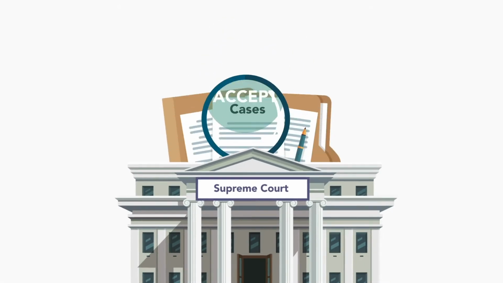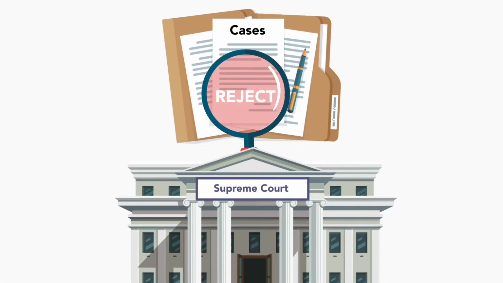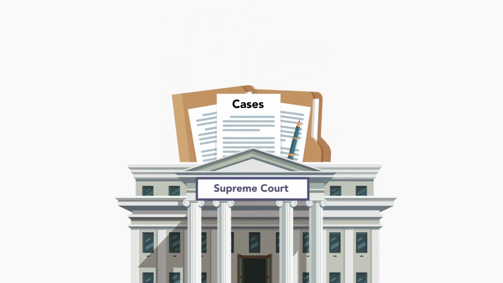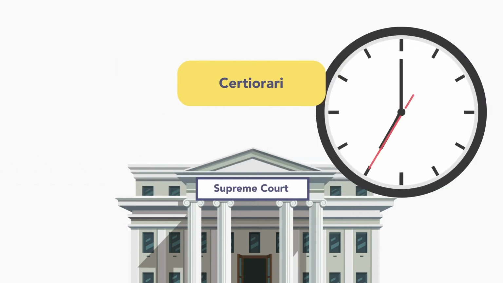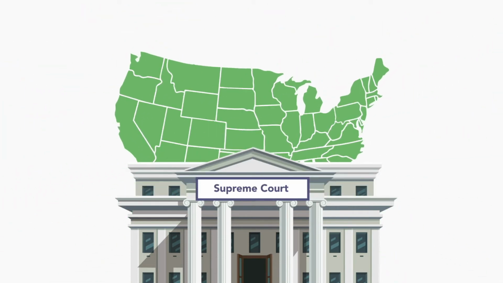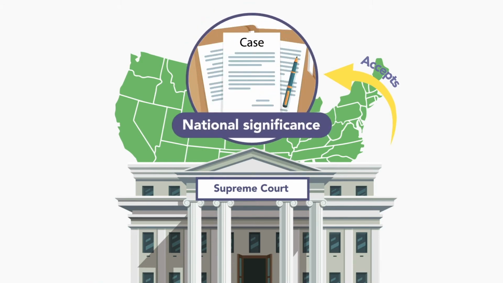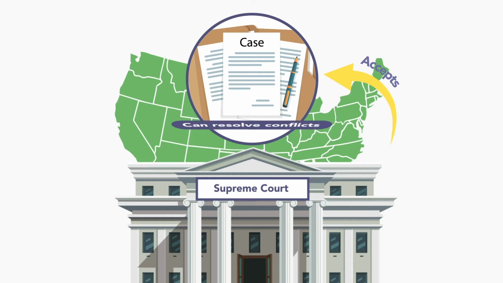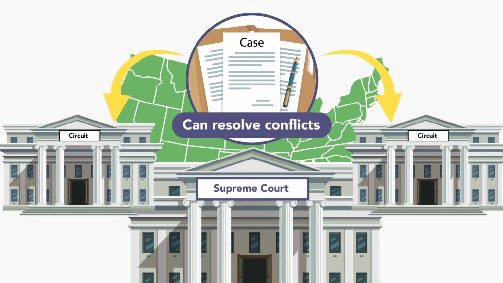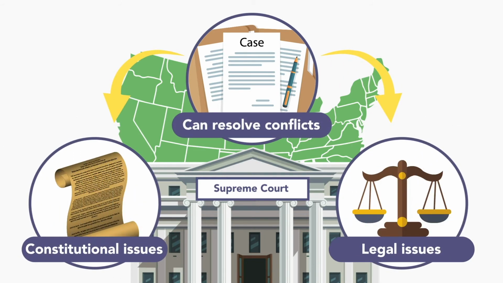The Supreme Court decides to accept or reject cases through a complex process called certiorari. Because the court's time is limited and its jurisdiction is so broad, it can accept only about 2 to 3% of cases appealed to it. Thus, the court generally accepts cases that have national significance, can resolve conflicts over decisions in the circuit courts, and those on important constitutional or legal issues.